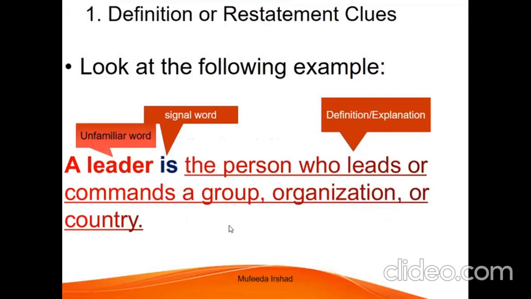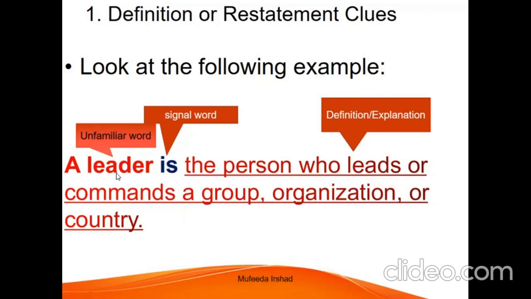In this sentence, you will notice that the writer has defined who a leader is. How did we deduce it? You might have noticed that the writer has used the verb to be, in this case is, to signal the definition, right? So the signal word here, or the clue given by the writer, is to define who a leader is. And this is the definition or the explanation that the writer has given. So a leader is the person who leads or commands a group, organization, or country. So this is a definition clue.